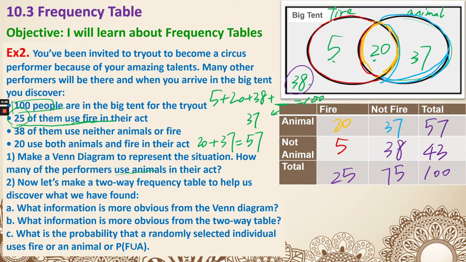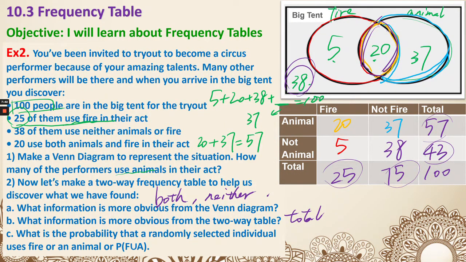Now, next question. What information is more obvious from the Venn diagram, and what information is more obvious from the two-way table? So if you have a look, you can kind of think by yourself. You may notice for a Venn diagram, the both part and the neither part are actually very clear. In the middle, because that's the intersecting, visually you can see very clearly, and the 38 is outside both circles. So that's very clear for the Venn diagram. As for the two-way table, you may see all the totals actually very clear. So the total of fire, the total of not fire, the total of animal, the total of not animal. So these are visually clearer than the Venn diagram.